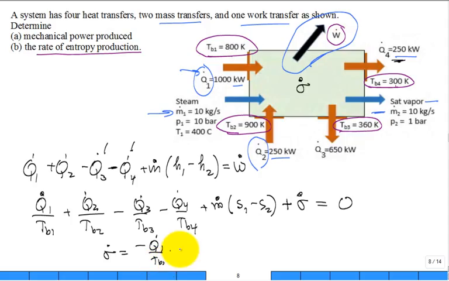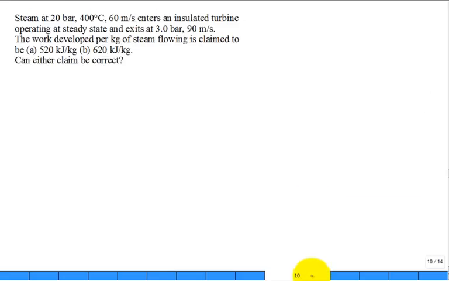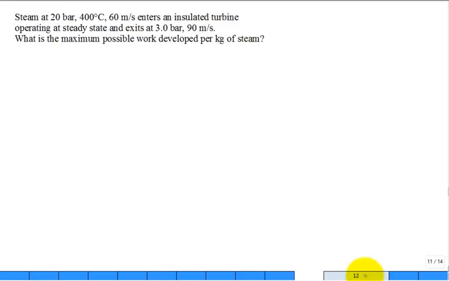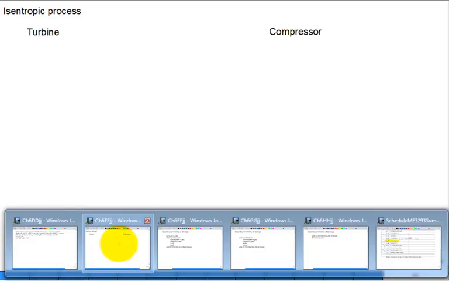The magnitude of the result. Throw it all to the other side. I mean, the sign. I'm going to skip that one. I'm going to skip this one. Okay, more problems. Let's move to the next section.